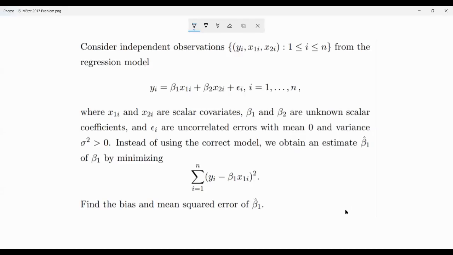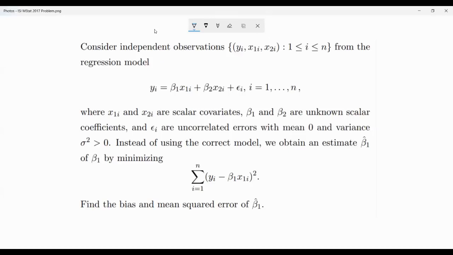parameters from the theory of least squares, and then calculating the expectation and the variance, okay? So if you are quite accustomed and very comfortable in this, then this problem is perfect for you to try. So let's see the problem now. It can seem like multivariate regression, but actually it is simple linear regression.